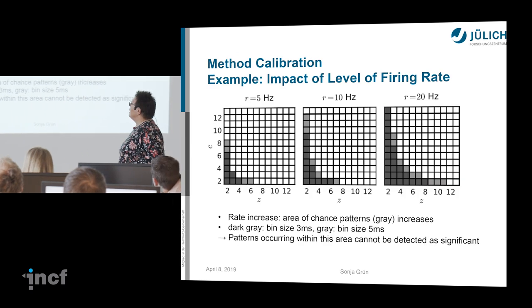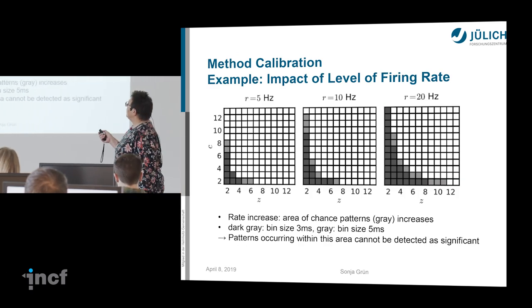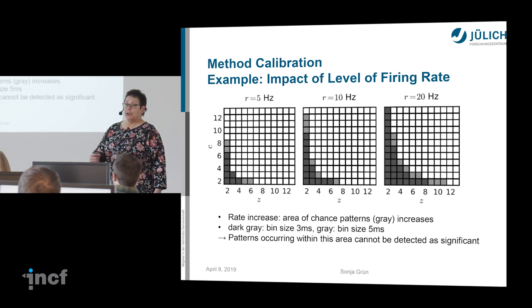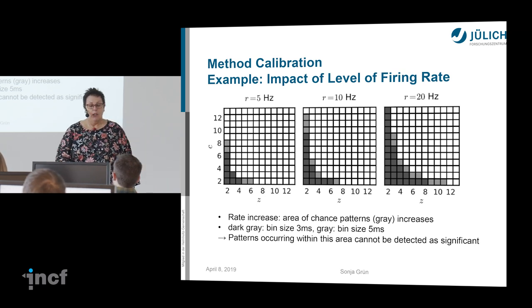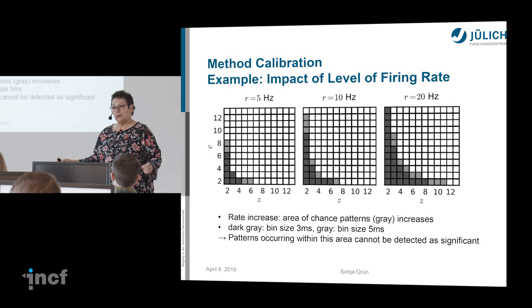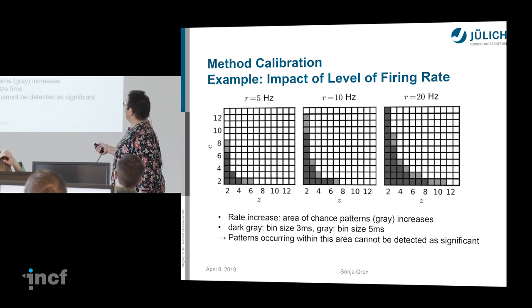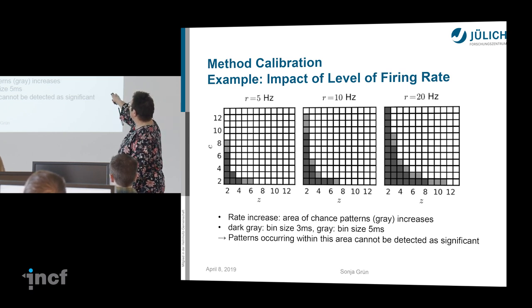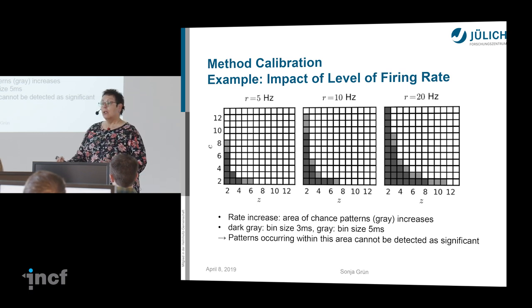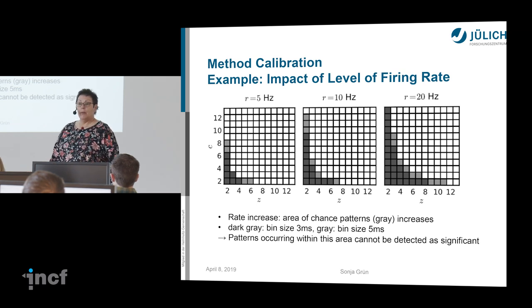Okay, just to give you a little bit of feeling, we did quite a lot of calibrations of the method which we use. When we develop methods, we test them for different scenarios with ground truth data. And here, for example, you see the effect of pattern occurrence for different firing rates, just to give you a feeling. So this is, of course, then also considered in the p-value, in the significance test. You see that the higher the firing rate, the larger is this area of patterns to be generated by chance.